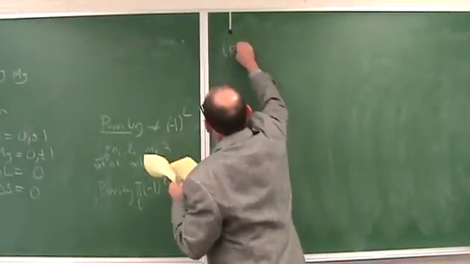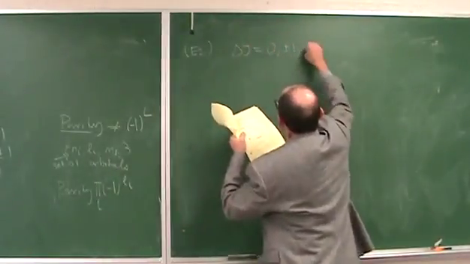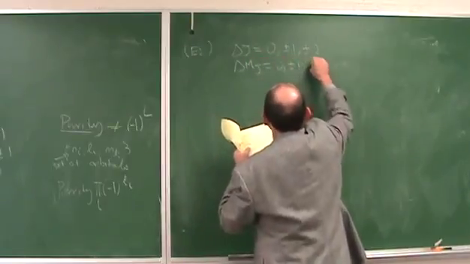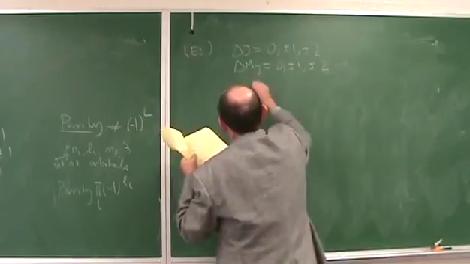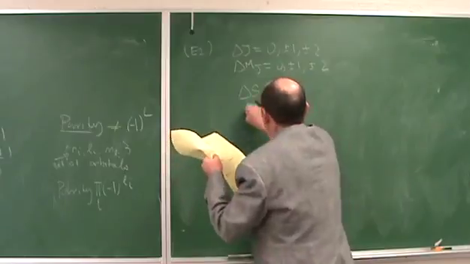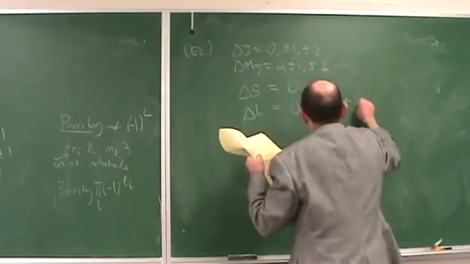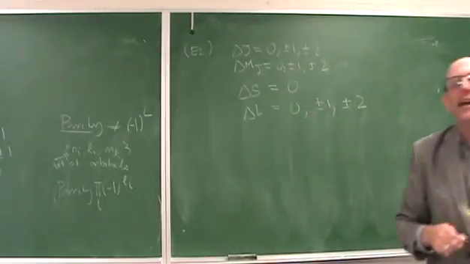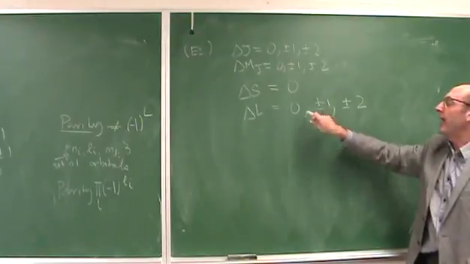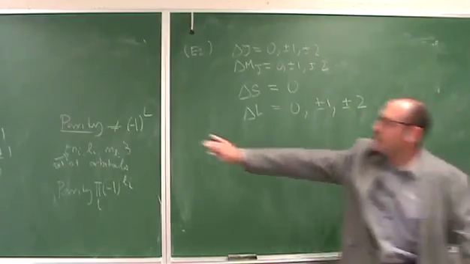What about M2? Well, we had the same kind of thing before. Delta J is 0, plus or minus 1, plus or minus 2. Delta Mj is the same thing. Delta S, well, S commutes with the quadrupole, so delta S is 0. Delta L, in this case, can be all of these things. Why, in this case, all of these things, whereas for the single electron, we only had 0 or 2? Well, that's for this reason here.